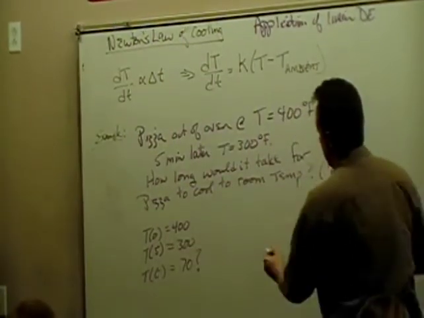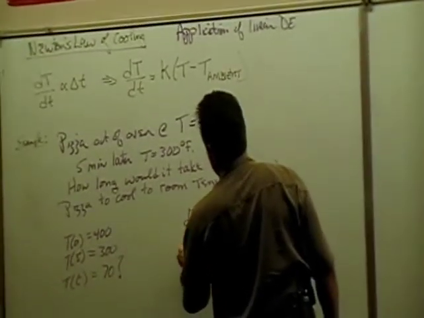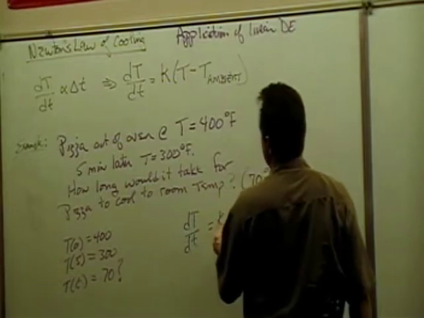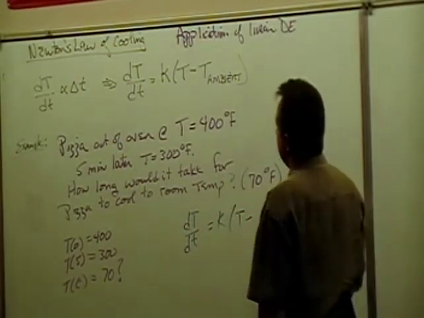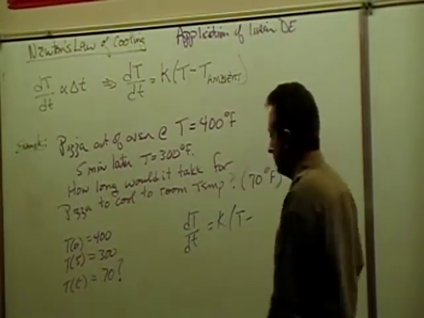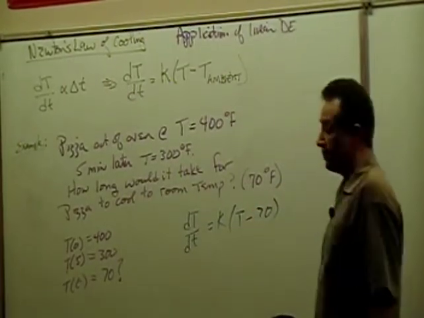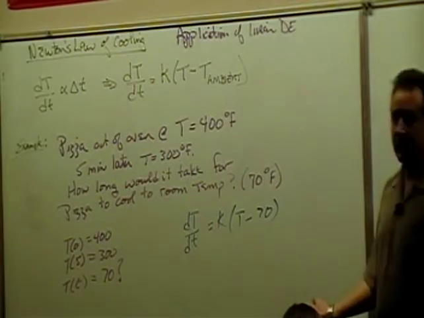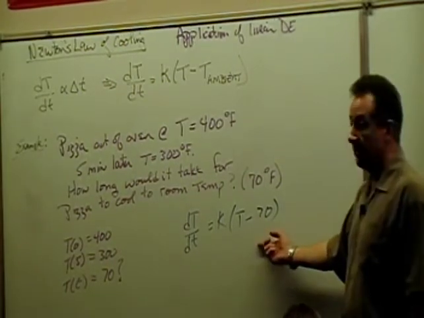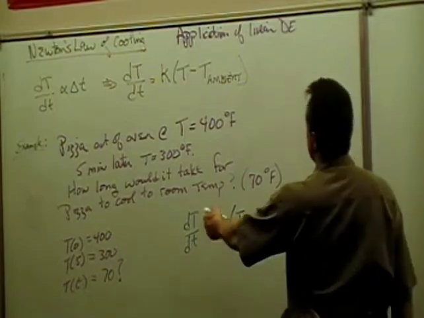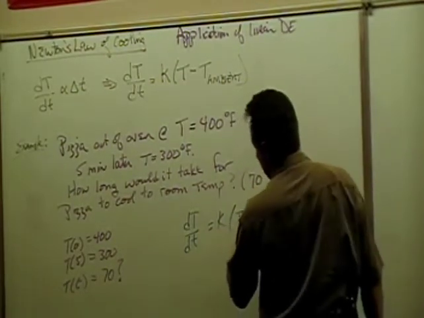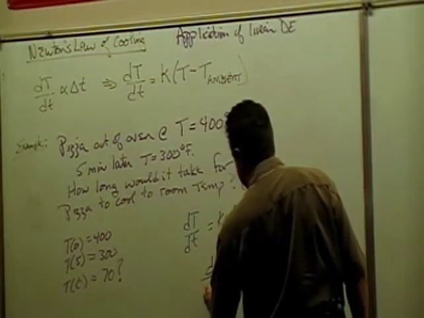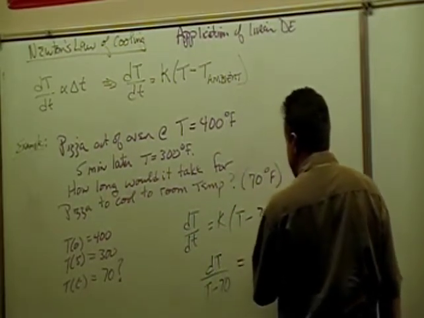We know that the rate of change of temperature with respect to time is equal to some constant times T minus T ambient, and in this case, what's our ambient temperature? 70. So there's our differential equation for this particular problem. We need to solve it. Well, this is simply a separable differential equation of order 1. Let's solve this. We can write this as dT over T minus 70 equaling k dt.